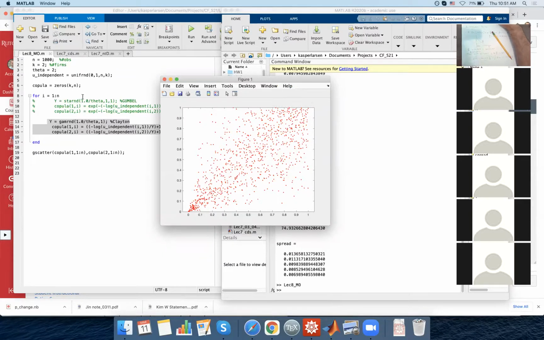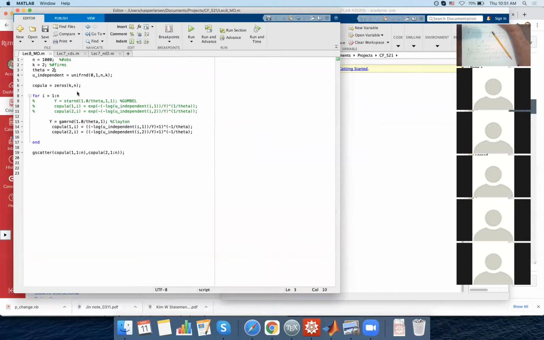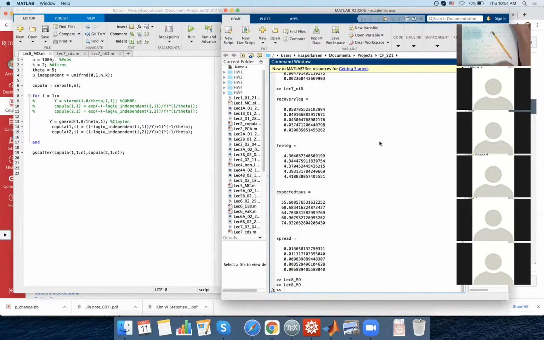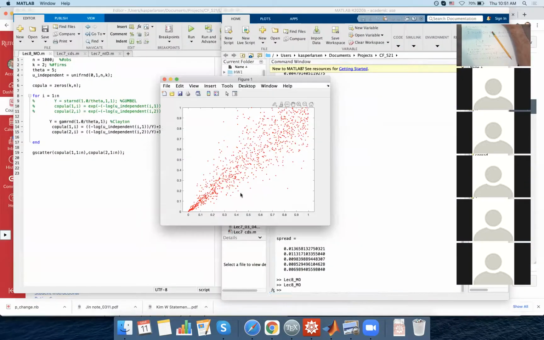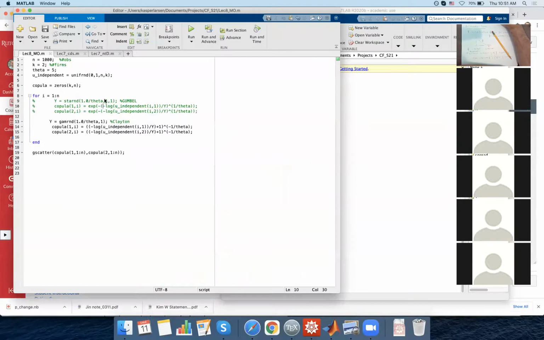And if I start playing with the theta parameter, so if I have a 2 here, if I increase it to a 5, we get a different picture. You can see it becomes more concentrated down in the lower left. And it shoots up in this cone. And instead of the Clayton, it is a small change to get the Gumbel simulated.